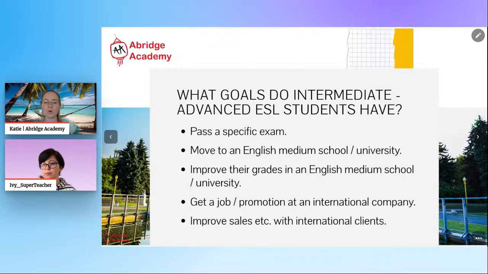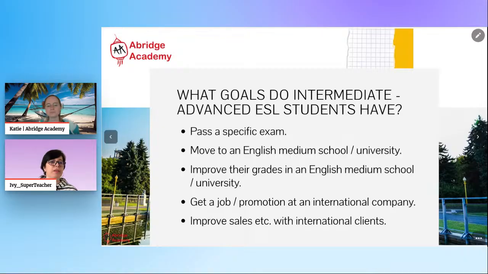Me personally, I focus more on the bullet points in the middle here, moving to English medium schools and kids who are already at English medium schools and want to improve their results. I mostly teach younger teens, for context. But these ideas apply to a wide range of different examples. Have you come across any others, Ivy, actually? Any other groups on this list?